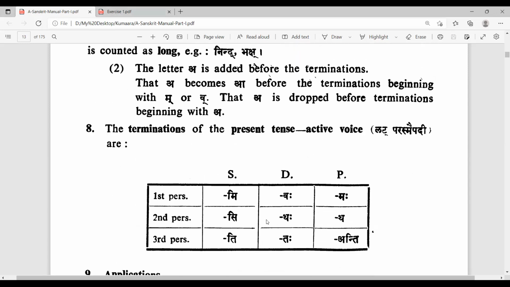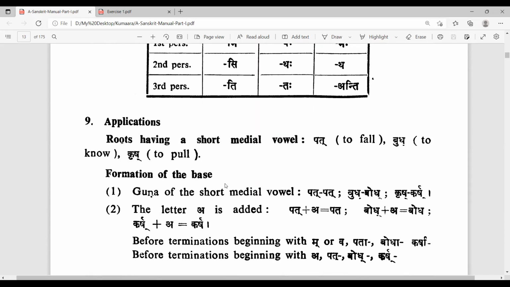Okay. The terminations of the present tense, lat lakara, active voice. Another thing is the first person: mi vah mah. That he uses. You see, Uttama Purusha, Madhyama Purusha, Prathama Purusha, that order will come. Mi vah mah, si thah tha, ti tah anti. Applications: roots having a short medial vowel, that is, short medial vowel. Pat, budh, krish, etc. Now formation of the verbal base.